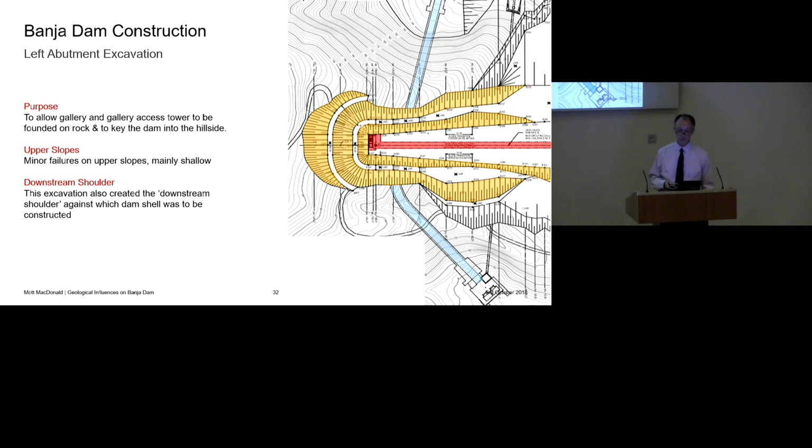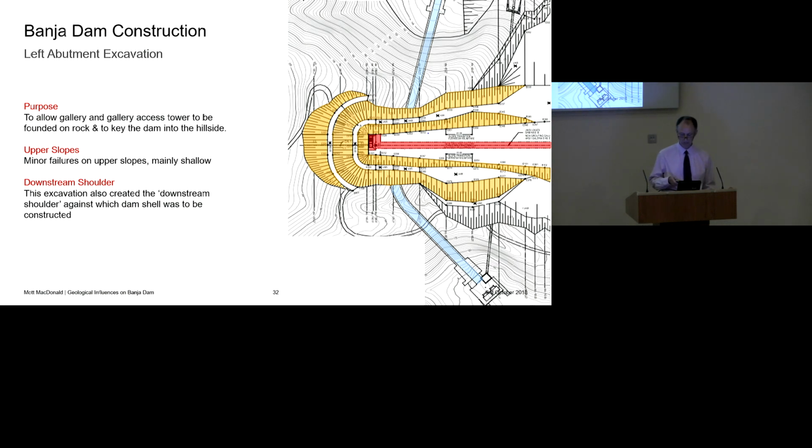The left abutment excavation here, you can see in red is the grouting gallery. The excavation batters I've shown in orange, and they're all 10 metres high. So there are 3 batters there. That's sort of 30-metre high slope with 2 berms. And the blue is the head race tunnel, which passes underneath all these works.